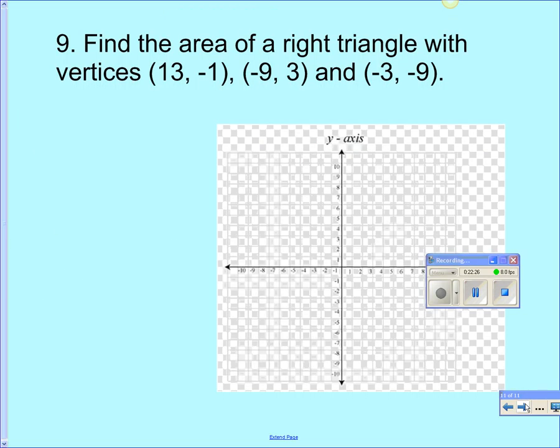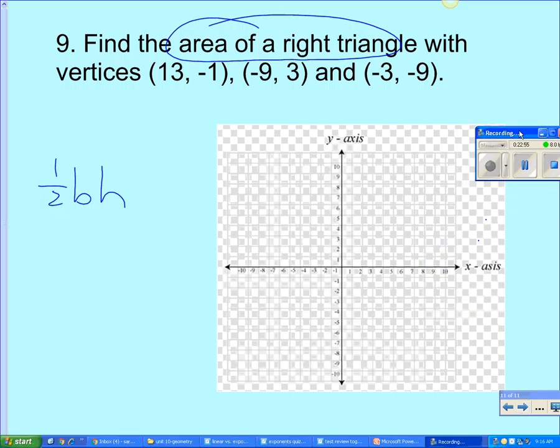All right, last one. Find the area of a right triangle with vertices 13, -1, -9, 3, and -3, -9. Andrea, tell me something important on this one. Good. Why do you have to graph it? What's the formula for area of a triangle? So I have to graph it to figure out what the base and height are. Okay, so I have to graph this one.